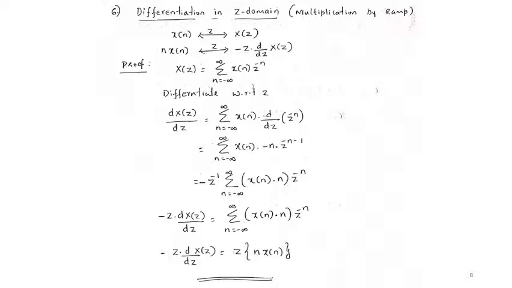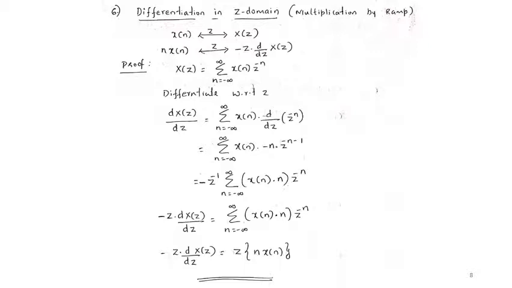And you will consider n into x of n as a single term, and then I'll compare with the x of z equation there. So instead of x of n, here we have n into x of n. Therefore I'll write it as minus z d of x of z by dz is equal to the Z transform of n into x of n. Therefore, the multiplication by a ramp signal results in a differentiation in the Z domain.